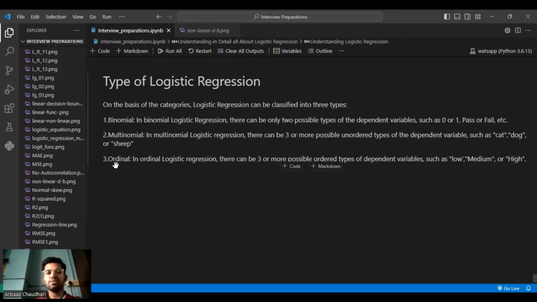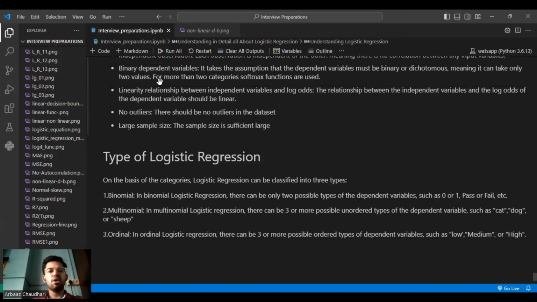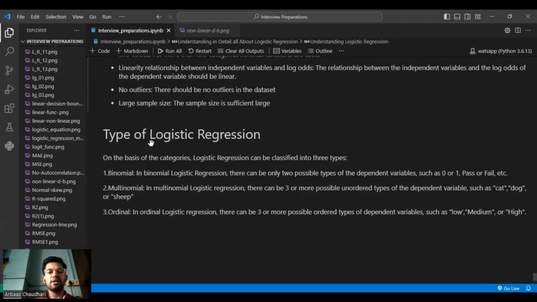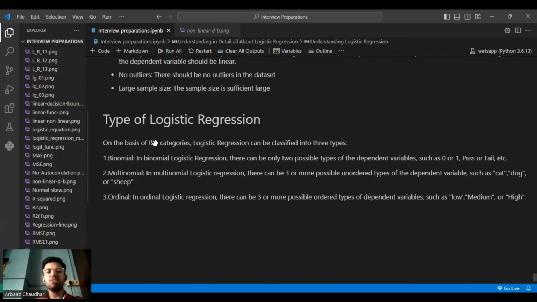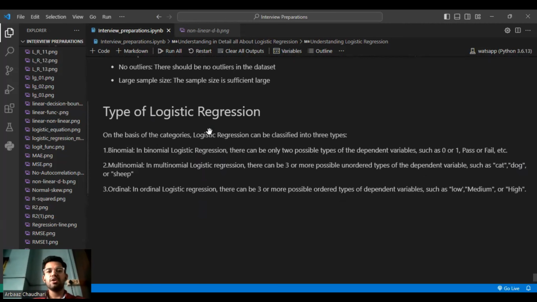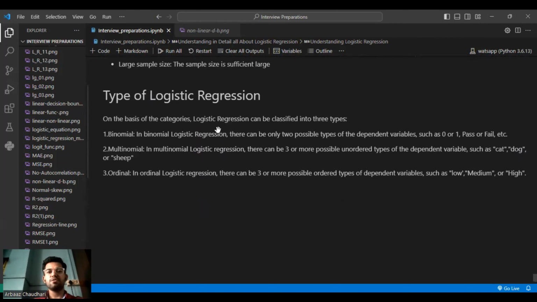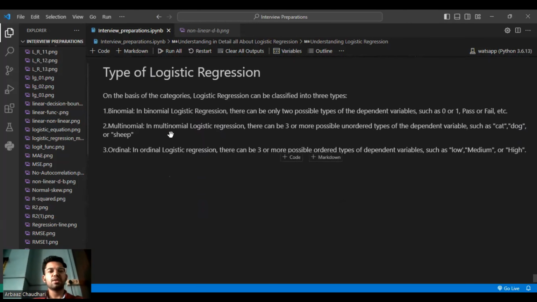So I'm explaining to you, generally, only the first problem is majorly solved by the logistic regression, and it works very well in the first, binomial logistic regression. And when all these assumptions are met, then the logistic regression is a very powerful model with respect to classification of the data points.